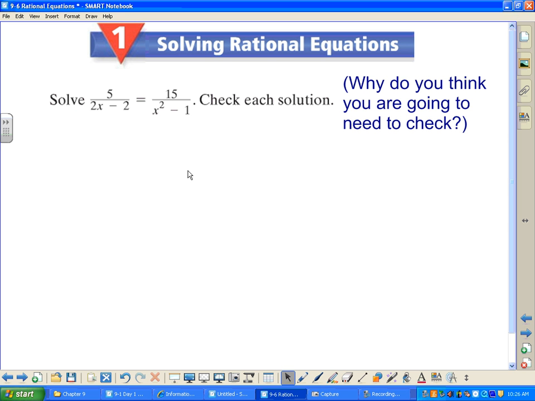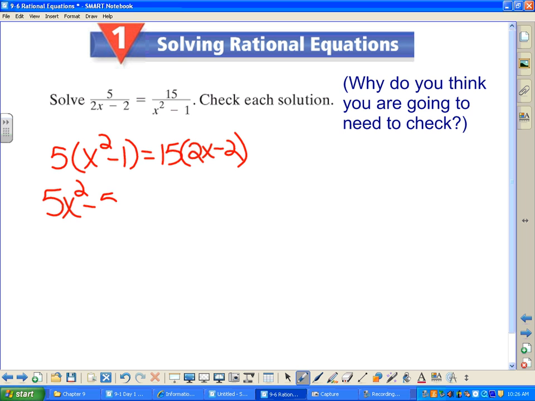Now, this is the first kind of rational equation that I want to show you. This one takes a little less work, I think, than the other ones I'm going to show you, because if you notice, it's just a rational expression on this side equal to a rational expression on that side. So essentially a fraction equal to a fraction. And you guys already know how to solve these. What do you have to do to solve something like this, Sophie? Yeah, just cross multiply, okay? So you know how to do that. So 5 times the quantity x squared minus 1 equals 15 times the quantity 2x minus 2. And I'm hoping from there it looks pretty familiar to you.